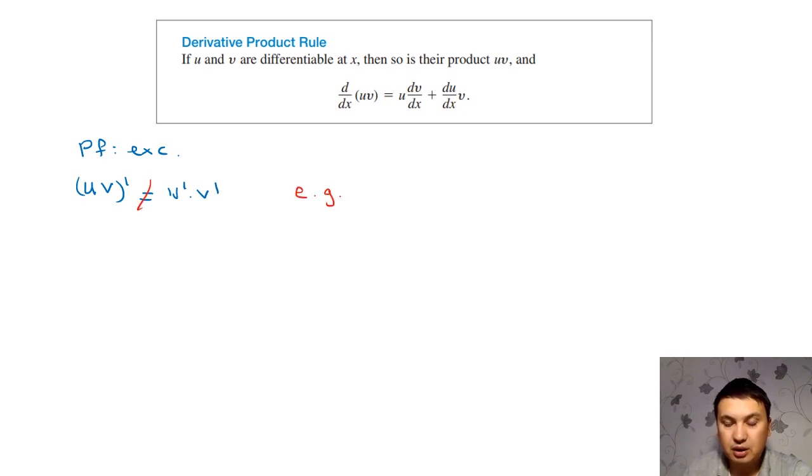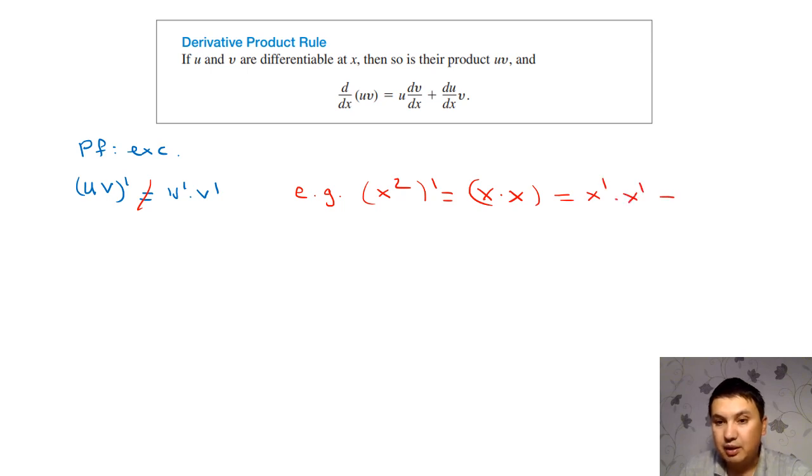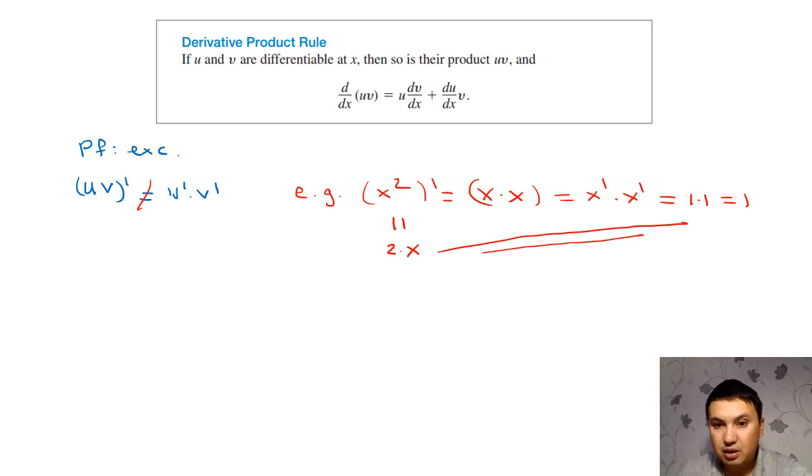Here's an example. Let's say that you want to take the derivative of x squared. I can write it as x times x. If the product rule was the derivative of the first times the derivative of the second, this would be x prime times x prime. But the derivative of x is 1, so this would be 1 times 1, which is 1. However, from the power rule, we know that the derivative of x squared is 2 times x. So clearly, those two things are not equal, right? So this is nonsense.